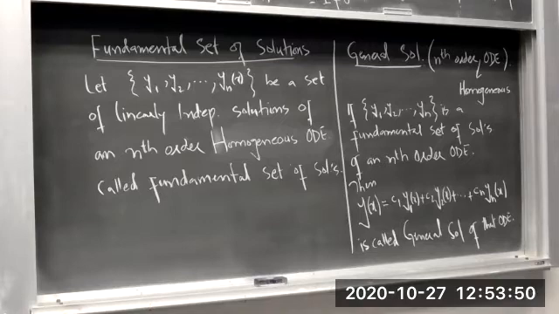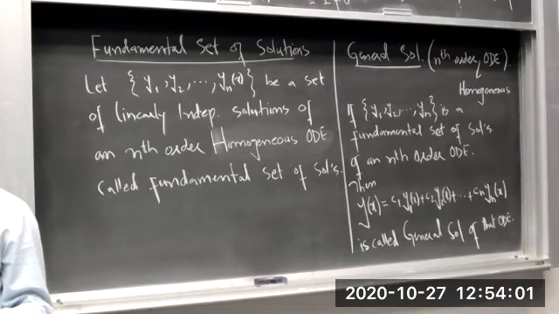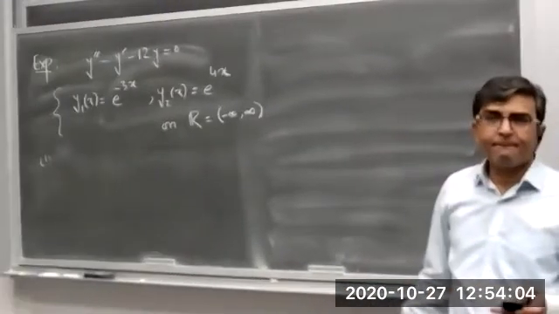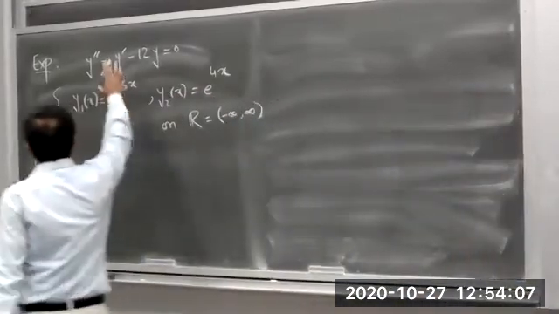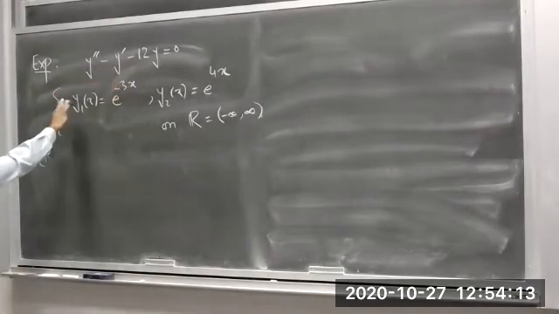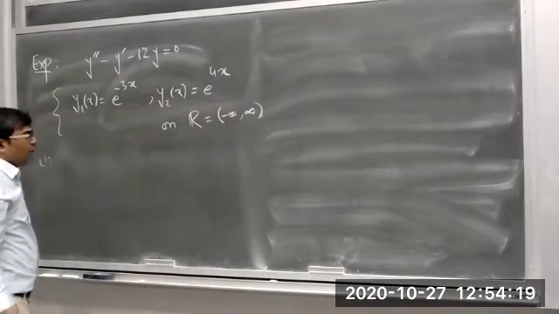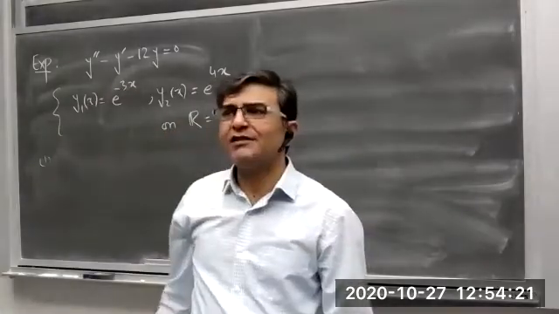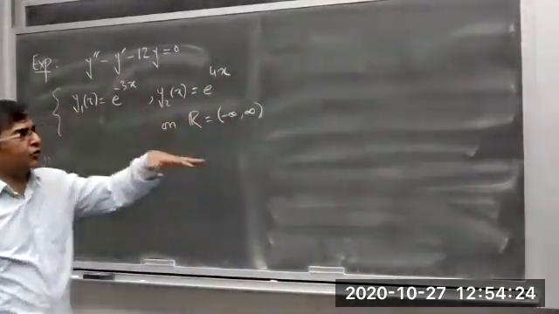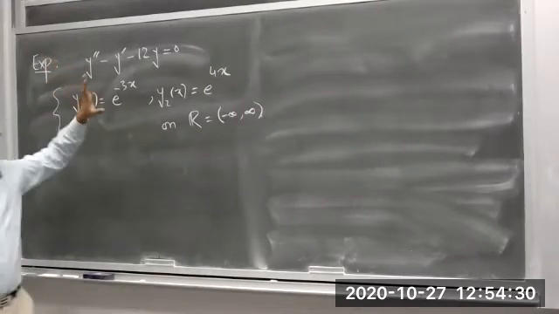First, we need to do what? Step 1, prove or verify. Sorry, I need to move the camera. So we consider this example. The differential equation is y double dash minus y dash minus 12y is equal to 0. And we are given two functions, y1 and y2, and they are defined on the whole real line. We need to prove that these two functions form the fundamental set of solutions of this differential equation, and then we have to write the general solution.